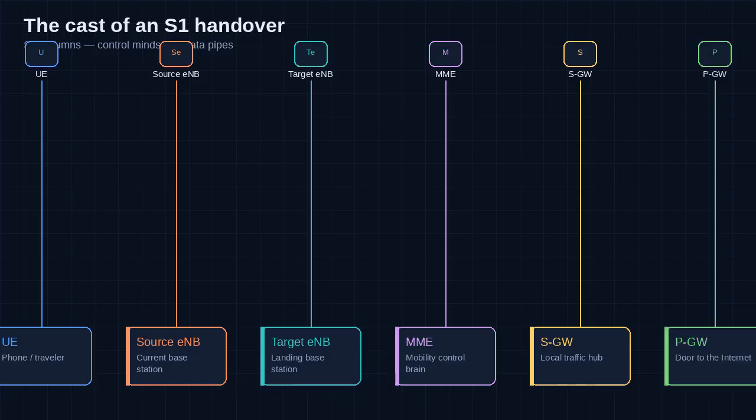The SGW, the serving gateway, is the local traffic hub that anchors user plane tunnels for your bearers. Farther toward the public network sits the PGW, the packet gateway, the door to the internet. In the diagram we'll rebuild, those 6 columns stand left to right: UE, source ENB, target ENB, MME, SGW, and PGW, with the internet beyond. Messages move as arrows between lifelines. Data paths are thicker pipes. Once you can read the columns, every later step is just coordinated motion across this stage.